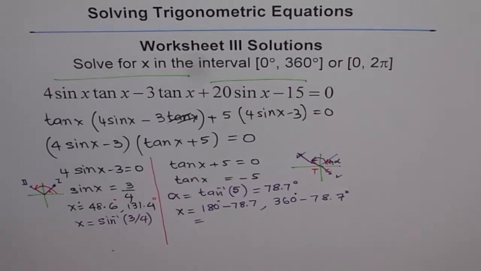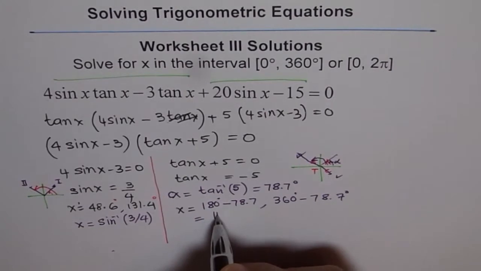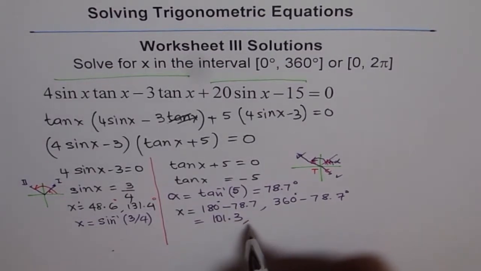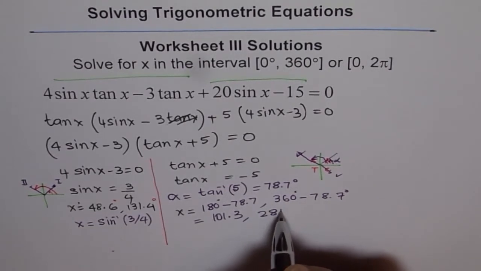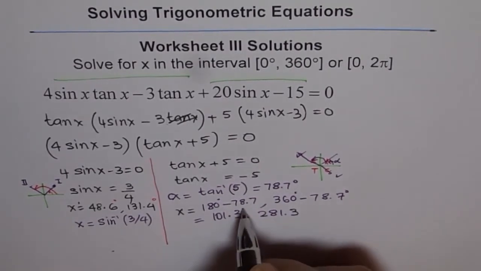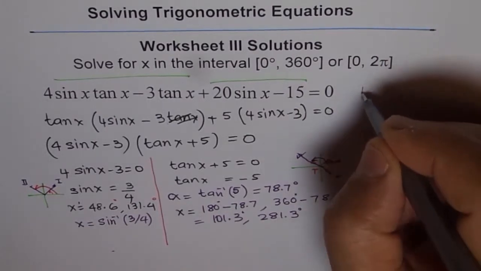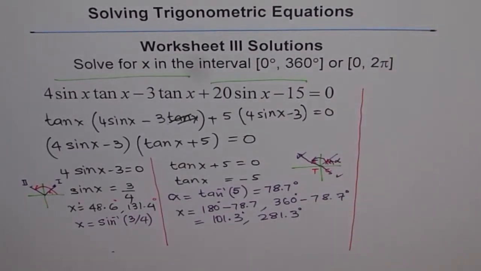So it is 180 minus 78.7, which is 101.3, and the other one is 360, or I can add 180 to this, right? Plus 180. Remember, time period for tangent is 180 degrees, right? So we can add 180 here and we get 281.3, correct? So these are two more solutions for our problem, right? And therefore we can write all the possible solutions here. Okay, so we write solutions.